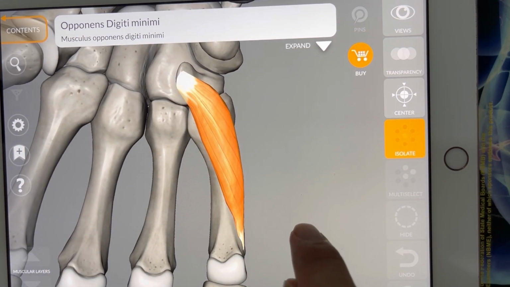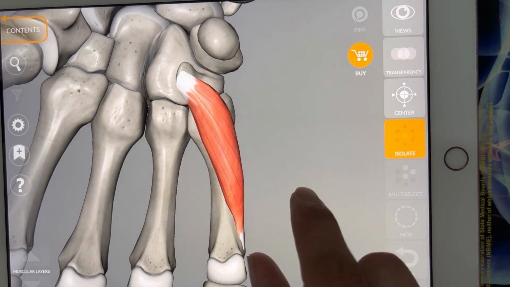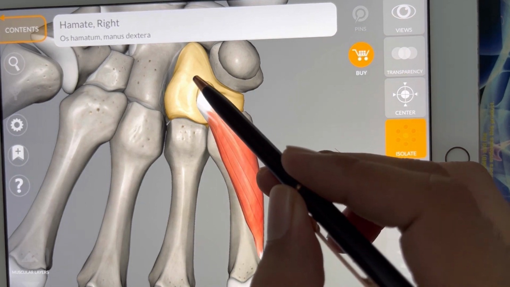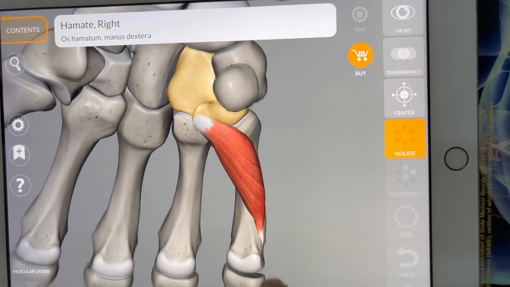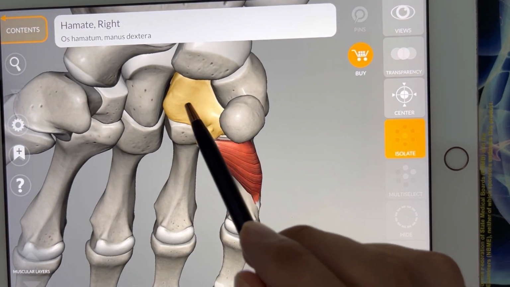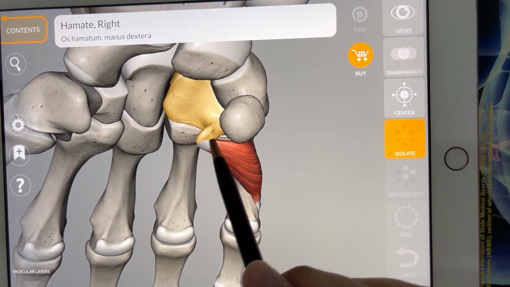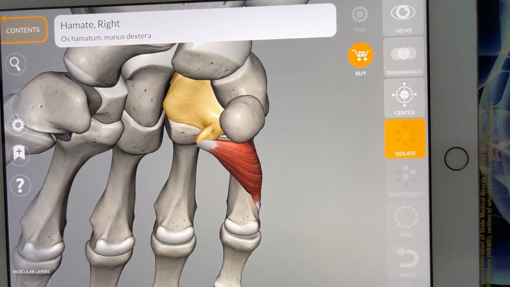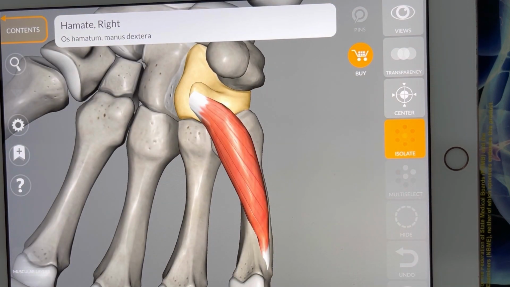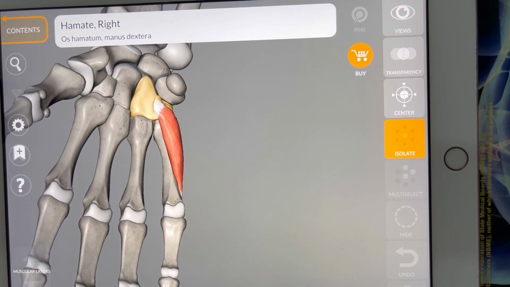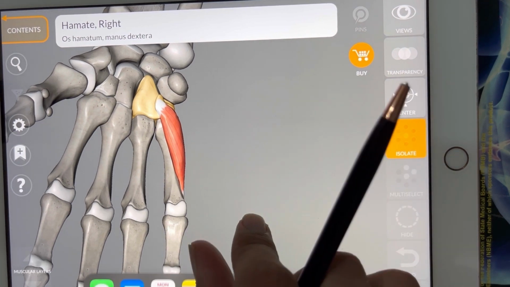Student, this muscle originates from the flexor retinaculum and from the hook of the hamate bone. This is the hamate bone, and here this extension is called the hook of the hamate bone. And student, this muscle inserts into the medial border of the fifth metacarpal bone. And student, this muscle plays an important role in the pulling of the fifth metacarpal bone forward.